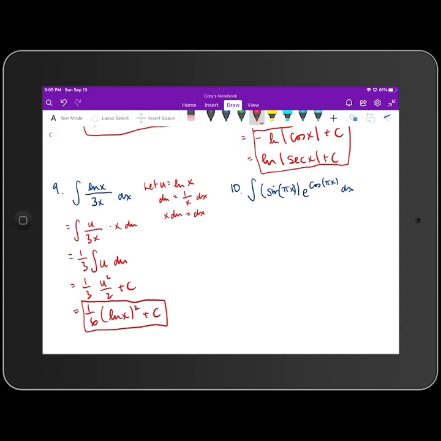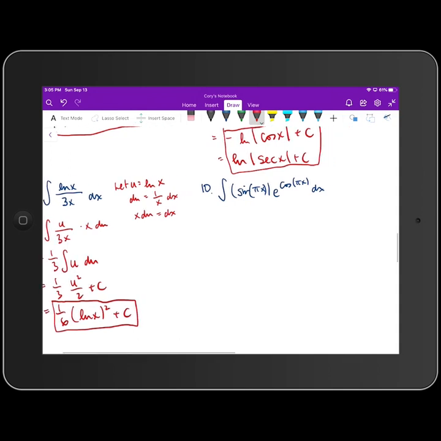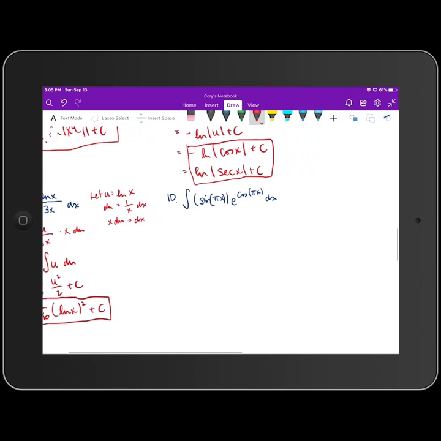All right, for 10, we have the sine of pi x times e raised to the cosine of pi x power, which we are integrating with respect to x. Now, here we have the product of two composite functions. So we have to figure out what we want to let u equal in this particular case.